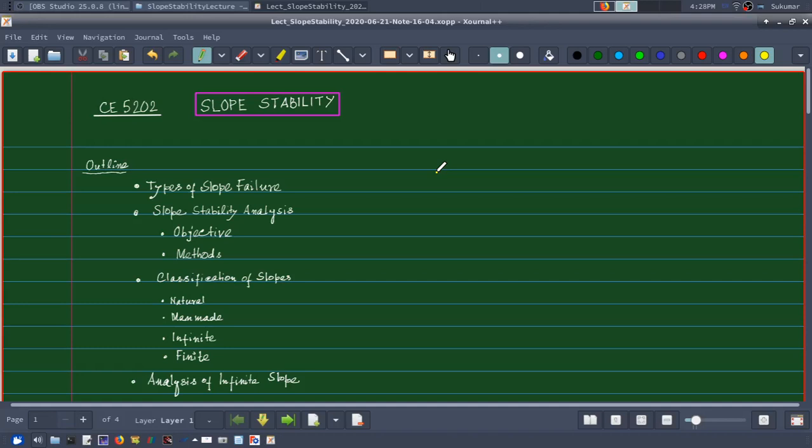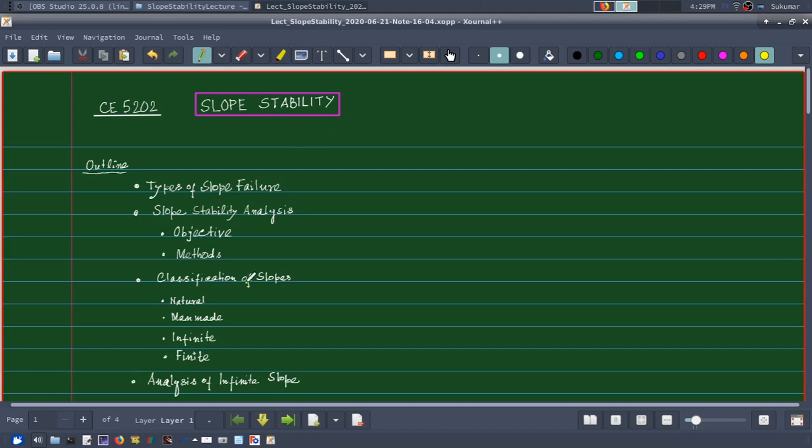Welcome dear students. So this will be our last topic before this exam. We are going to start today slope stability analysis, and due to time limit we will do only very introductory kind of analysis.